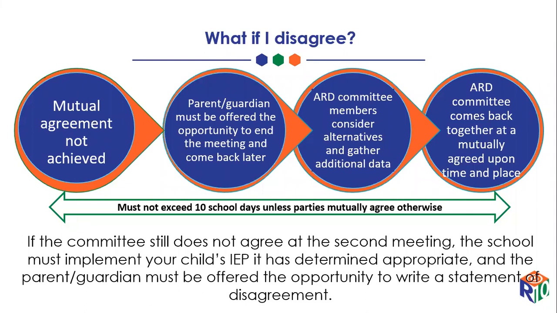If the committee still does not agree at the second meeting, the school must implement your child's IEP as it has determined appropriate, and the parent or guardian must be offered the opportunity to write a statement of disagreement.